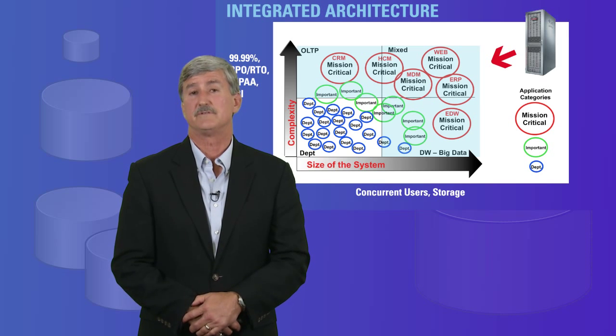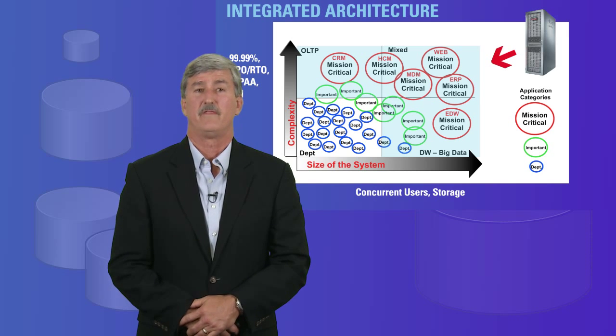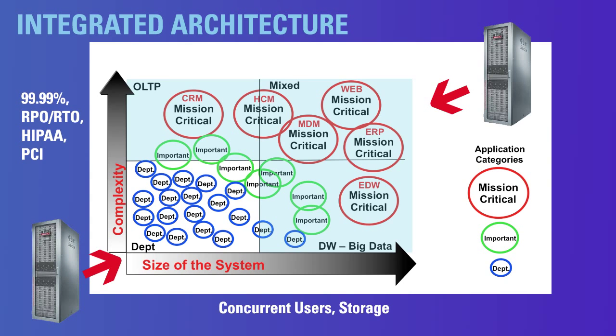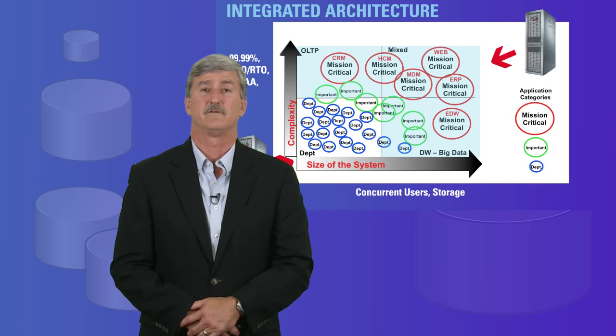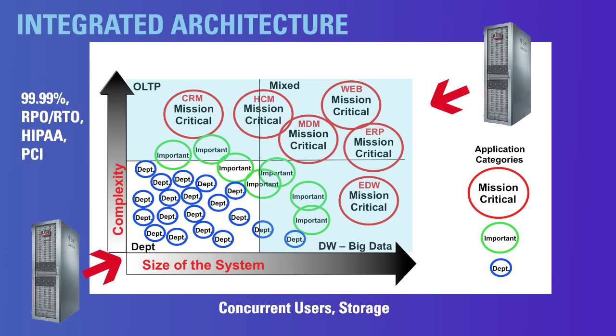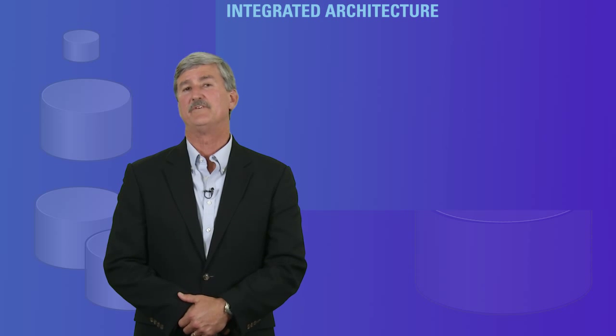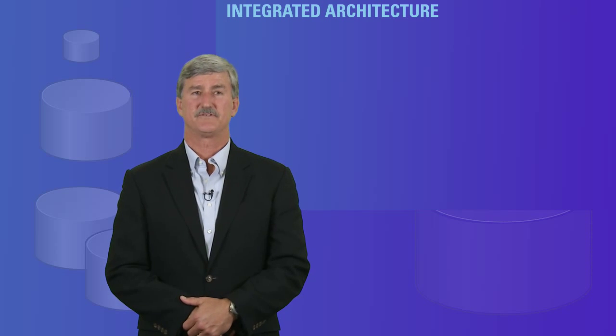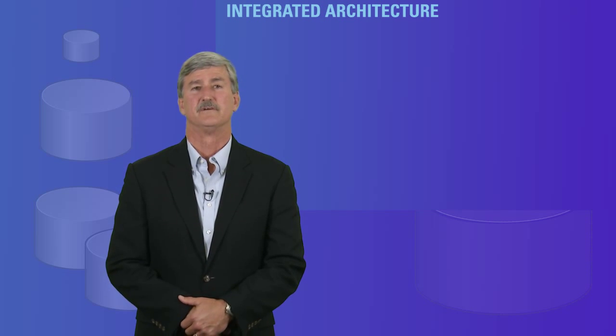Now we do have systems engineered for that bottom left quadrant, departmental too. It's like our virtual compute appliance. So again, we cover the whole gamut, but a lot of our focus is going in with an integrated architecture and focusing on those middle mission critical applications. So now that we've identified those mission critical applications, let's go look at an integrated architecture.